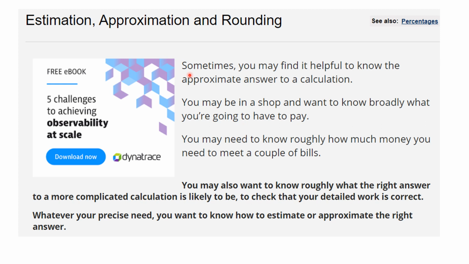Sometimes you may find it helpful to know the approximate answer to a calculation. As examples, you may be in a shop and want to know broadly what you're going to have to pay. You may need to know roughly how much money you need to pay a couple of bills. You may also want to know roughly what is the right answer to a more complicated calculation and what it is likely to be, and to check if your detailed work actually is correct by comparing the answers. Whatever your precise need, you will want to know how to estimate or approximate the right answer.